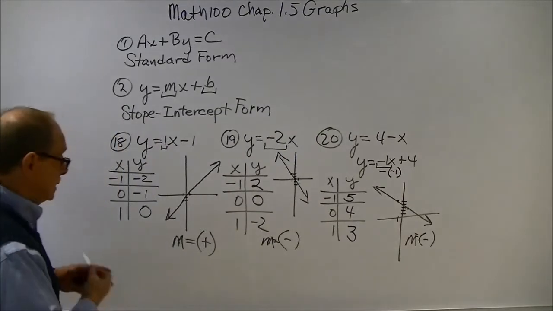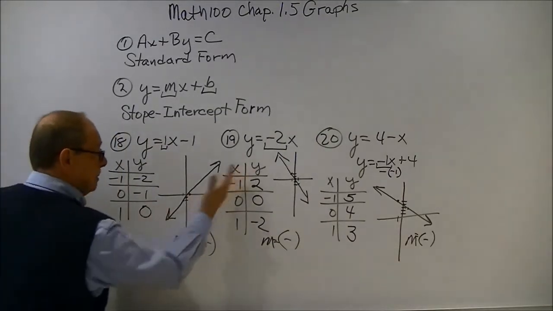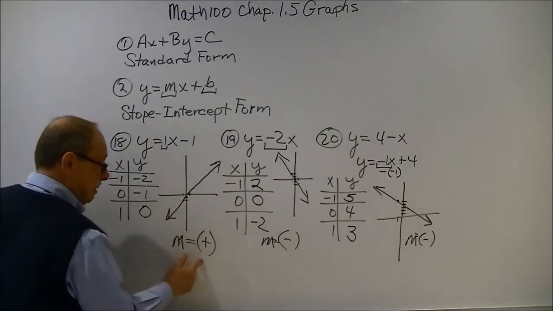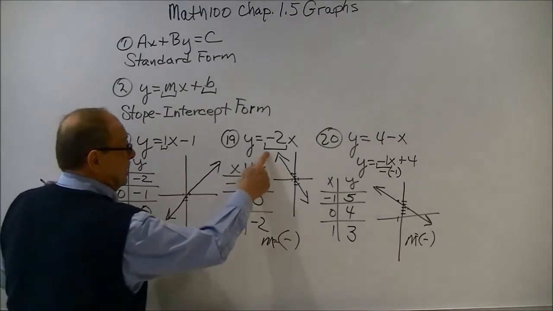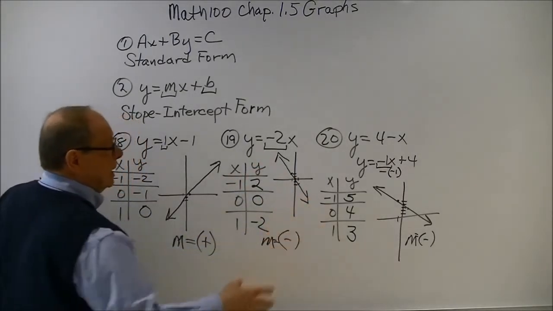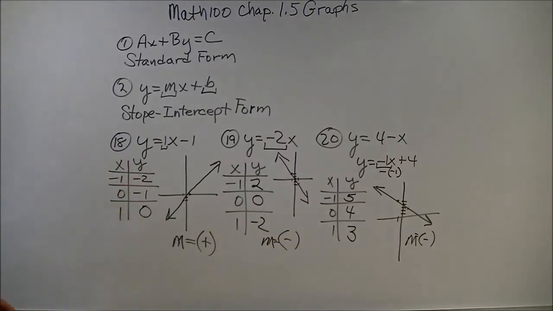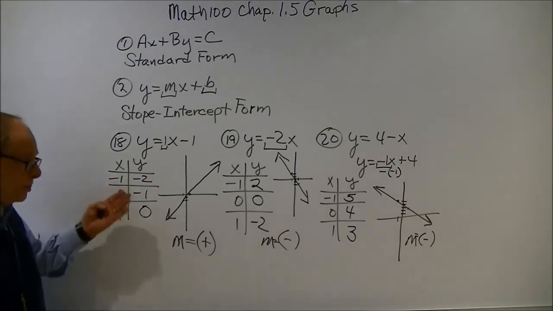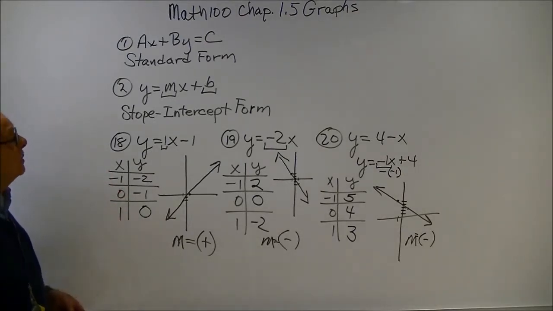So if it starts low and goes up as you go from left to right, that's positive slope. If it starts high and goes down, that's negative slope. Again, there's lots of stuff in here, and you're going to give it your best shot and review, do the work, the practice. It's all laid out for you.